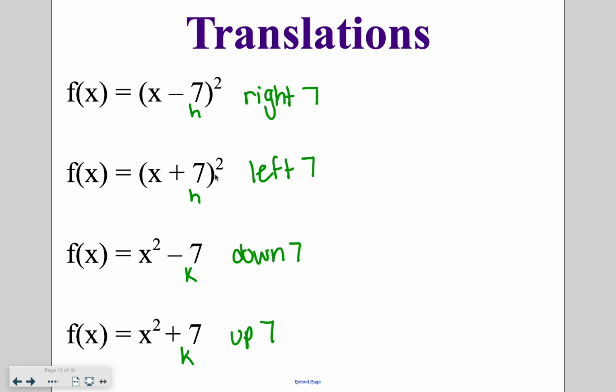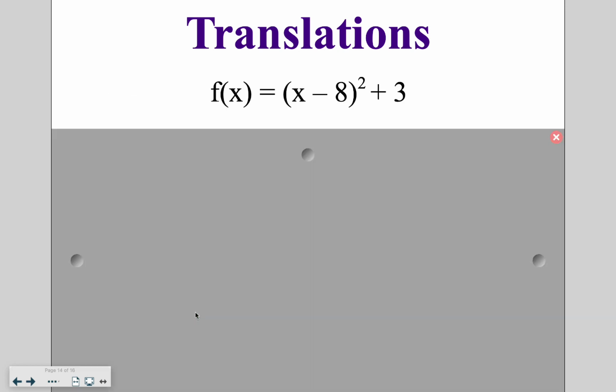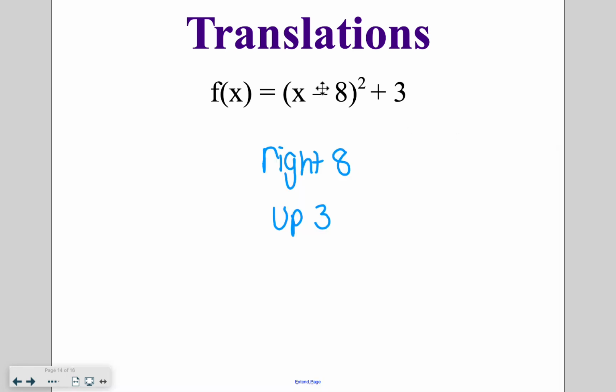So your h values control what moves left and right. Your k values control what moves up and down. So go ahead and determine how this one moved around the graph on your own. In this case, we have an h value of x minus 8 and a k of plus 3, which means that it moves right 8 and up 3.